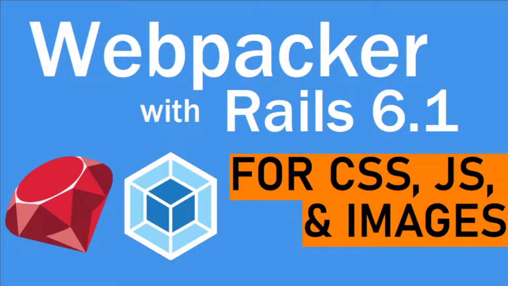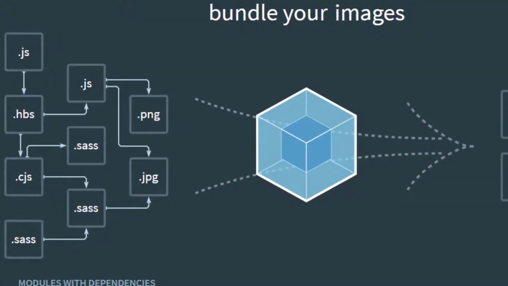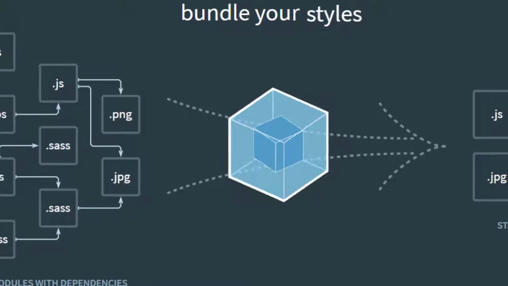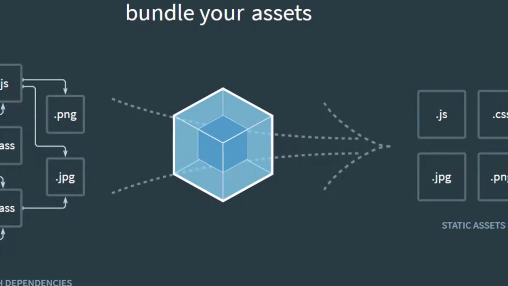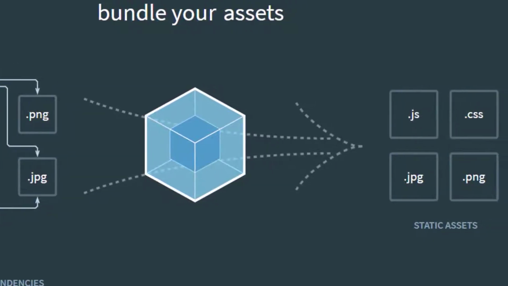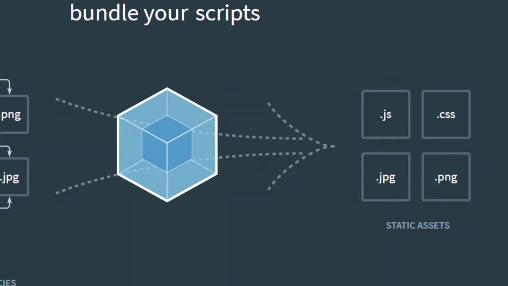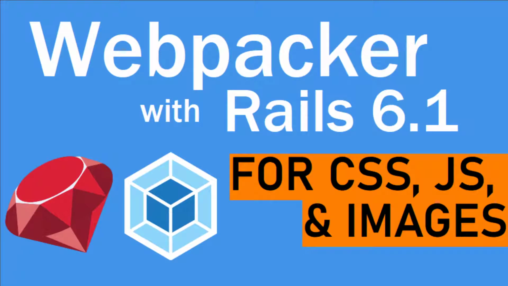In this video, I'm going to show you how to include JavaScript and CSS in your Rails 6.1 application using the now included Webpacker tool. Webpacker is a Ruby wrapper for the popular JavaScript bundling tool Webpack. This program takes all the front-end dependencies of your application, such as JavaScript libraries and stylesheet files, and compiles them into a compacted format for efficient delivery in your production application.